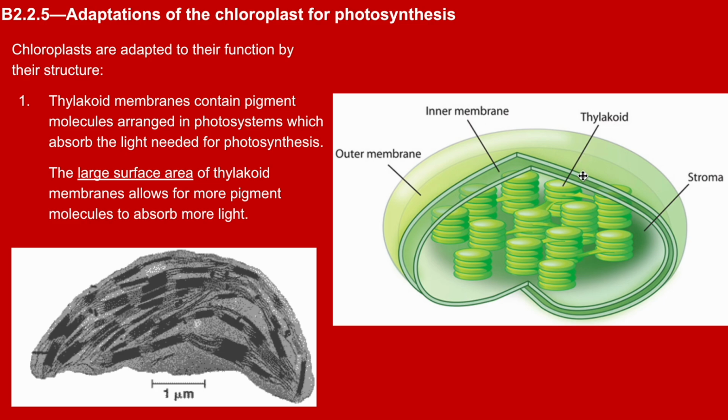So, first up, you can see here these thylakoids have a very large surface area. This is where our photosystems are going to be located, where light is absorbed for photosynthesis, okay, and electron transport chains are going to be.